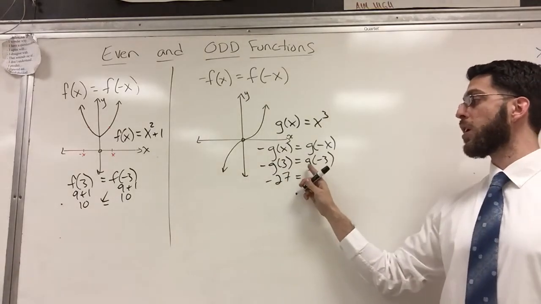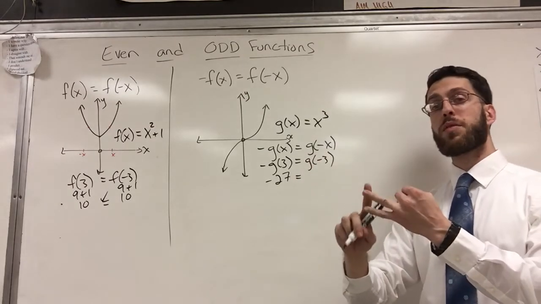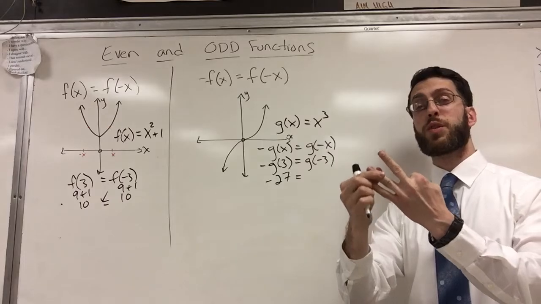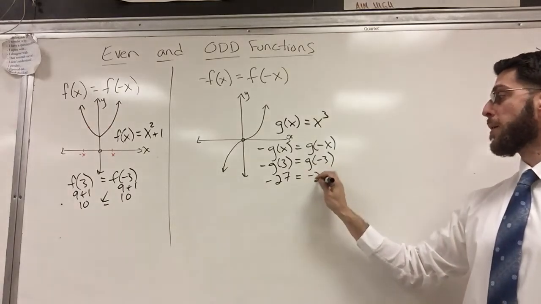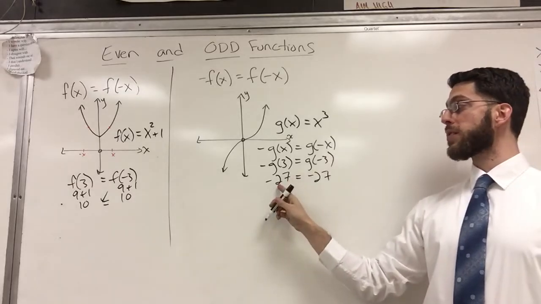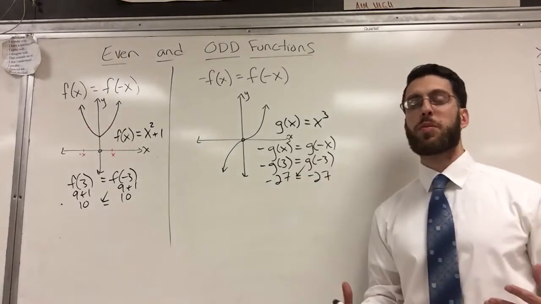Is that equal to, let's figure out what g of negative 3 is. Negative 3 times negative 3 times negative 3. Negative 3 times negative 3 is positive 9 times negative 3 is negative 27. So look at that. Negative g of x equals g of negative x. So that worked out. All right, it sounds more complicated than it is.